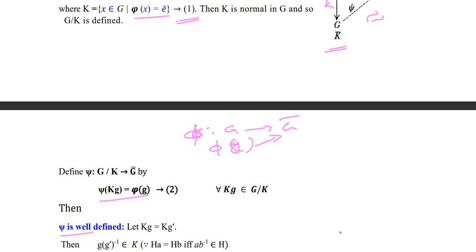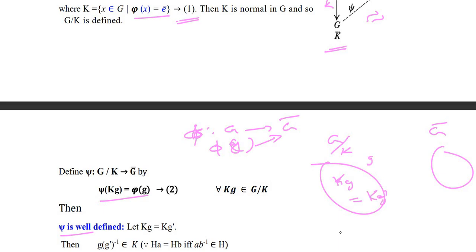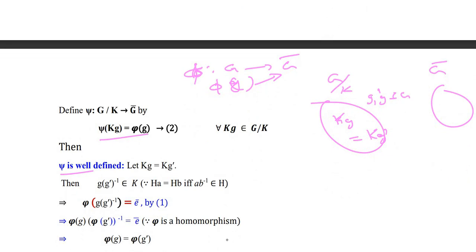So in the domain we have G mod K, and in the codomain we have G bar. We consider two elements in the domain, Kg equals Kg prime, where g and g prime are in G. We consider two elements in the domain to be the same, and because we already know that Ha equals Hb if and only if ab inverse belongs to H, which was already discussed in section 2.4, g g prime inverse belongs to K. But K is nothing but the kernel.